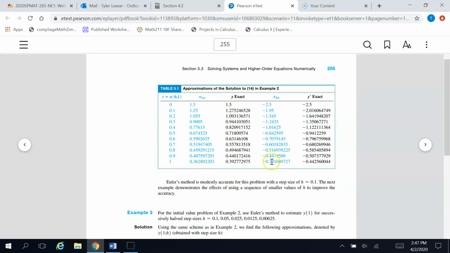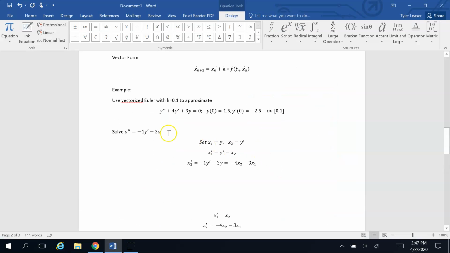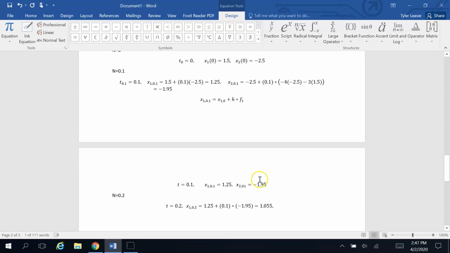And then x sub 2, this is the approximate value using Euler's method. This is what the exact value would be. So you can see that we're kind of close. I mean, it is off by a hundredth or so of a decimal, but it's close enough to be a valid way of using Euler's method to approximate higher order equations. Remember, we're not just looking at systems, right? We're looking at higher order equations that we can change into a system to then use Euler's method to solve.